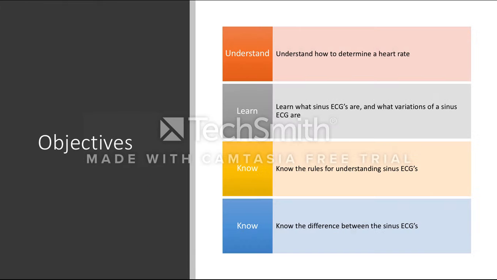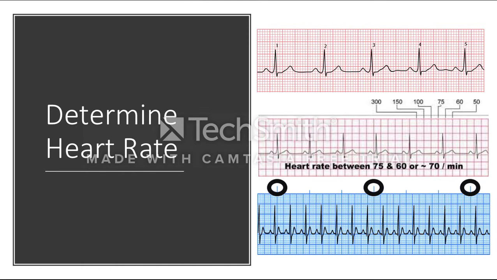our sinus rhythms. Our objectives are to understand how to determine a heart rate, learn what sinus ECGs are and what variations of ECGs are, know the rules for understanding sinus ECGs, and know the difference between the sinus ECGs.